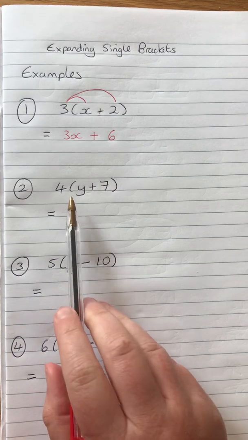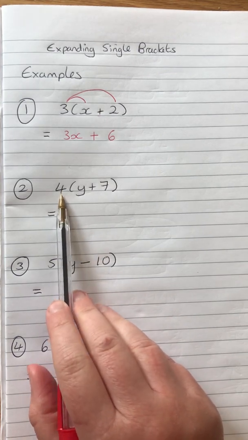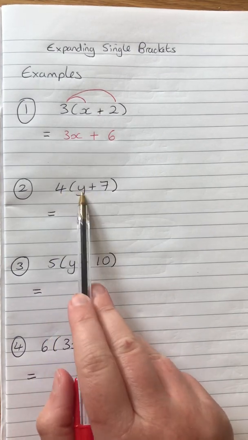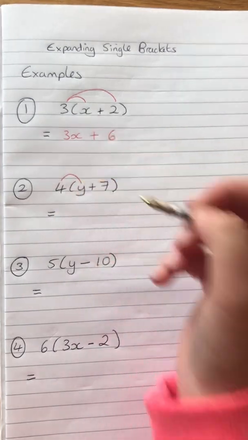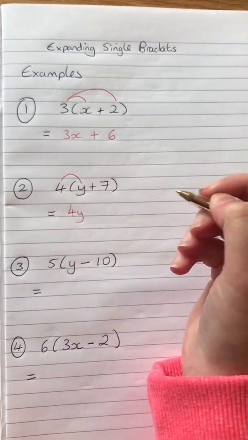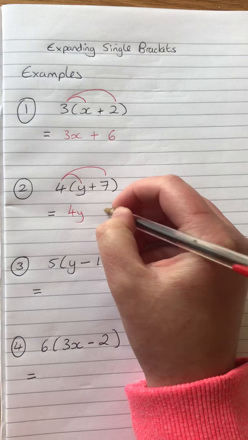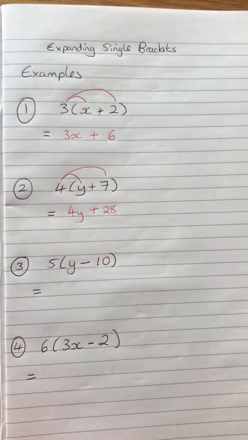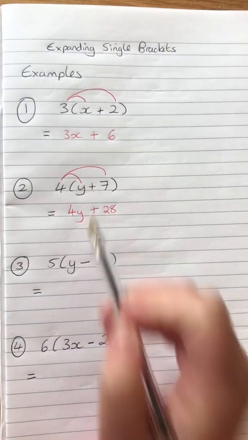Okay, next one then, we're going to multiply everything on the outside, which is that number 4, by each part on the inside of the bracket. So we're going to do 4 times y, which is going to give me 4y, and then 4 times 7, which is going to give me 28, with a plus in the middle, because that is a positive 7.